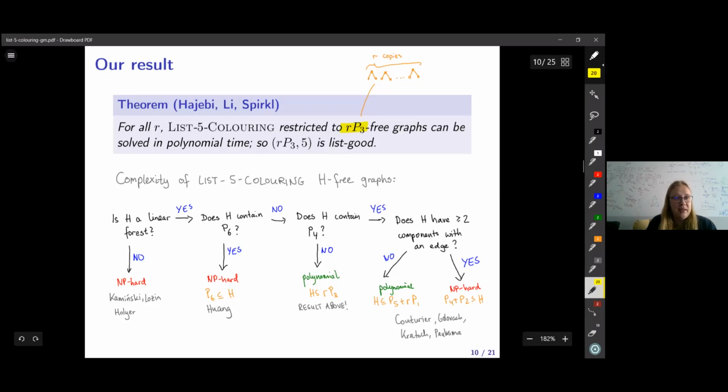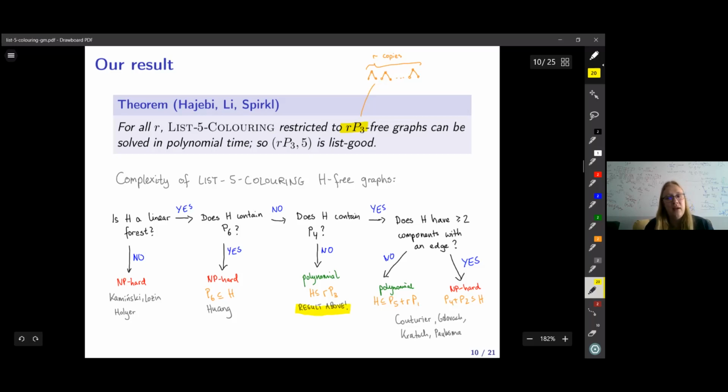So if I'm looking at list 5-coloring H-free graphs, if H is not a linear forest, meaning a disjoint union of paths, then it's NP-hard. So we can assume that it is. If H contains P6, then it's NP-hard because P6 and 5 is a bad pair. So I can assume not. Does H contain P4? If not, then I know it's a disjoint union of paths, all of length at most 3. So by the result above, we can solve this in polynomial time.